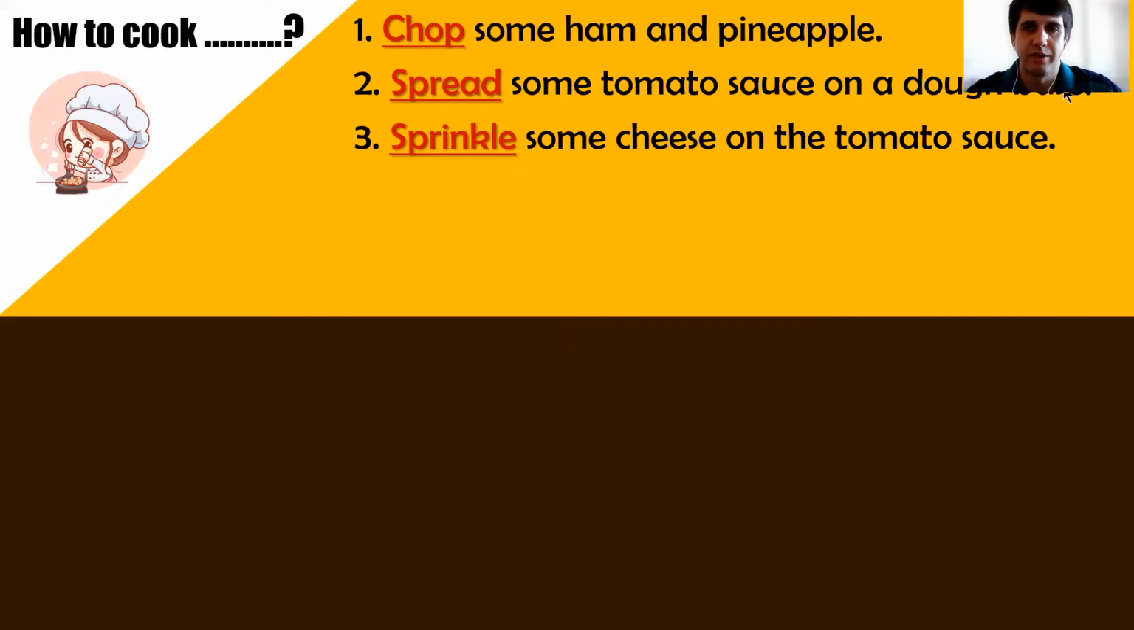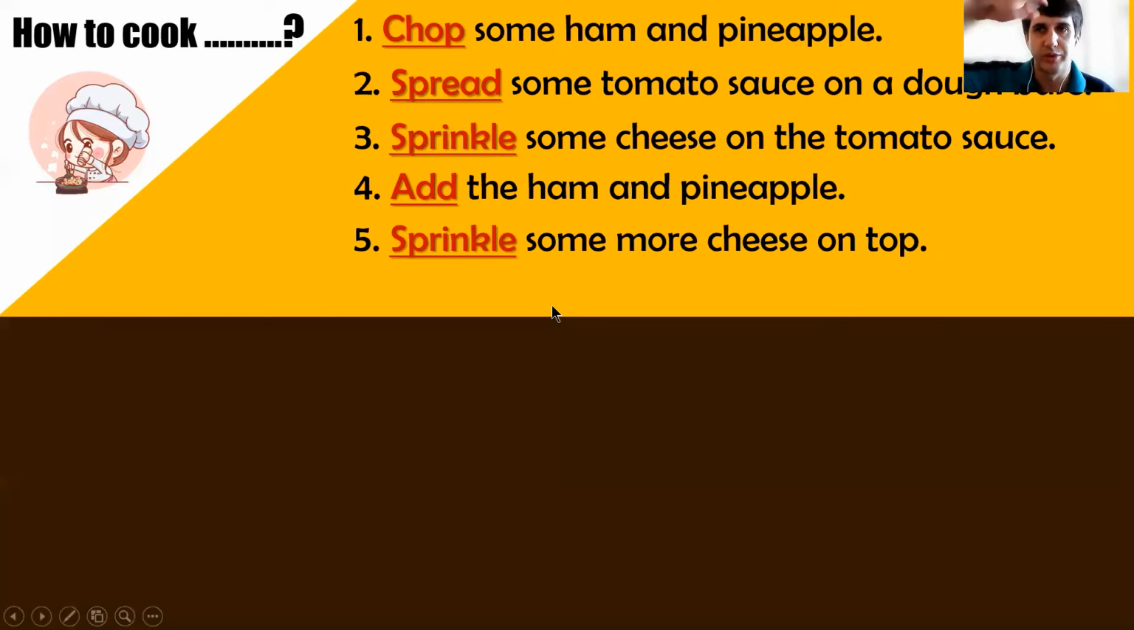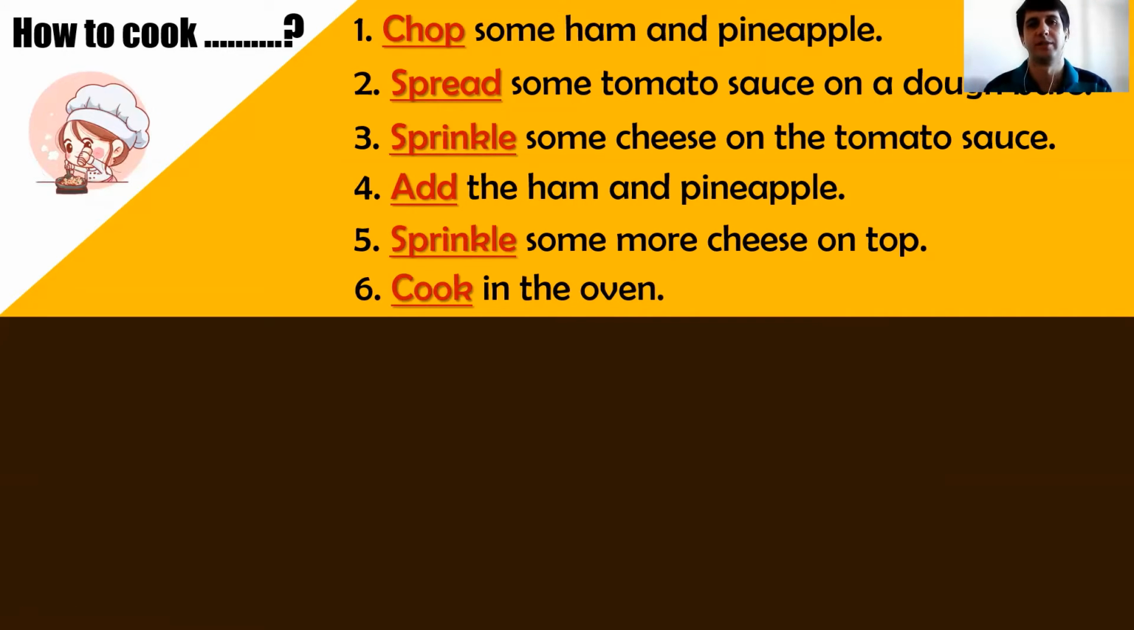Sprinkle some cheese on the tomato sauce. Now this is another key word. Sprinkle means take some and sprinkle all over. Add the ham and pineapple. That means add 2 together, put them together. Sprinkle some more cheese on top. And then you have to put it in the oven to cook. Okay. What food do you think this is a recipe for?